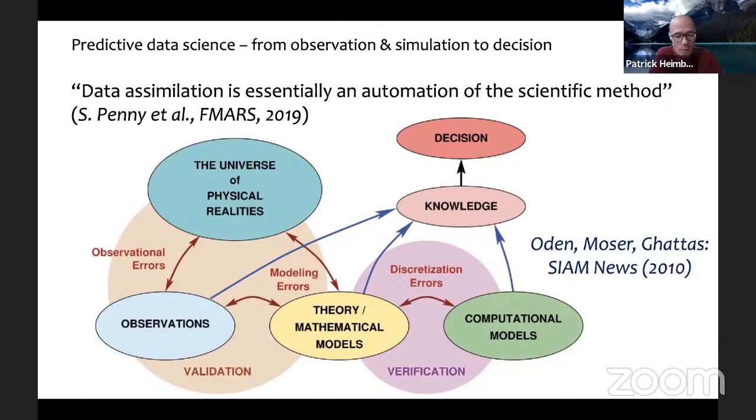That's of course a very bold statement, but the idea here is that at the bottom, on the one end, we have observational errors. On the right, we have computational models with all kinds of other errors, like discretization errors. In the middle, we have theory, and we're trying to find methods in which all of these inform our knowledge gain that then leads to decision making.